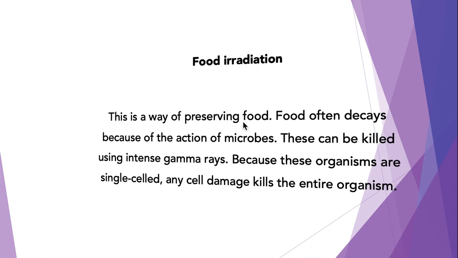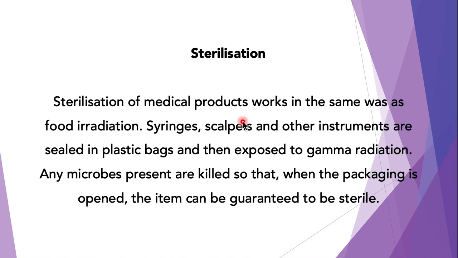Then we have sterilization. You might have heard sterilization before as well. It is kind of like the cleaning of medical instruments. Sterilization of medical products works in the same way as food irradiation. Syringes, scalpels, and other instruments are sealed in plastic bags and then exposed to gamma radiation. Again, any microbes present are killed so that when the packaging is opened, the item can be guaranteed to be sterile. Sterile means completely free of germs, microbes.